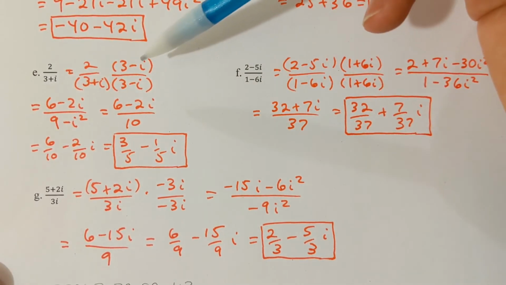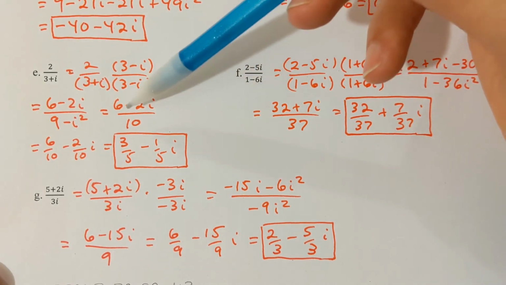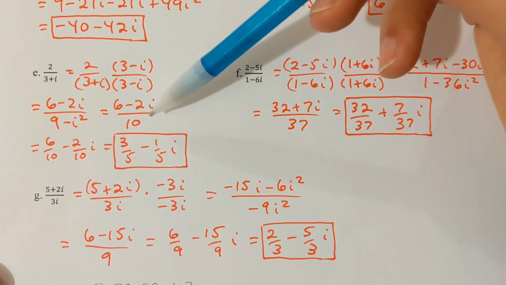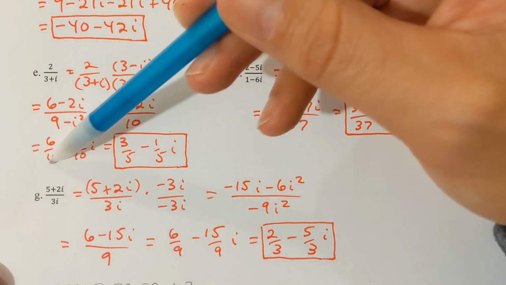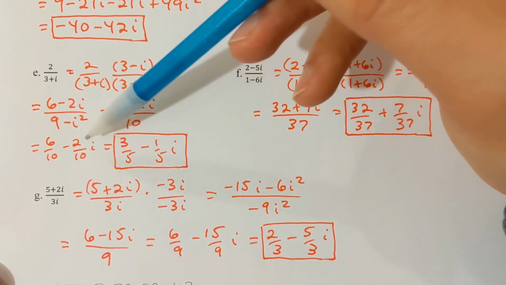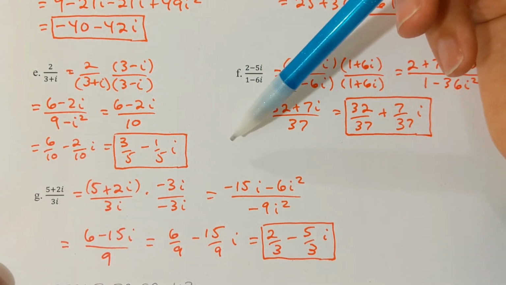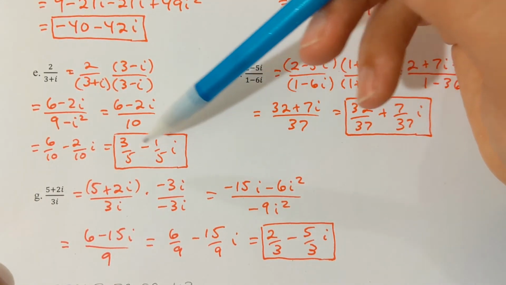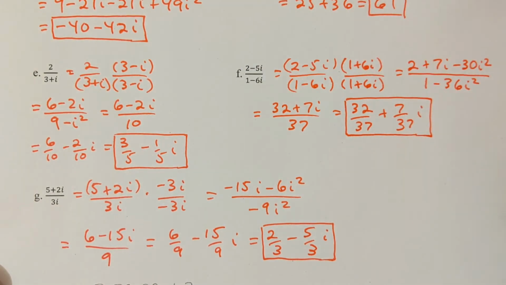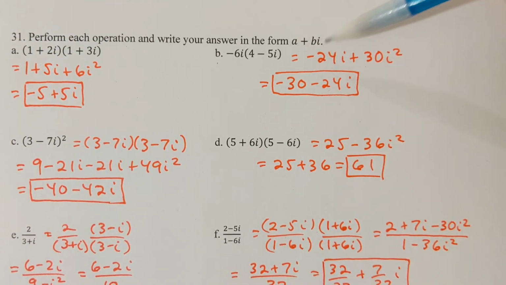All right. Now, of course, I'm not in the form a plus b times I yet, because of this division by 10. So there's still more to do. Let me split this single fraction into two fractions. 6 over 10 reduces to 3/5. 2 over 10 reduces to 1/5. So 3/5 minus 1/5 times I. Now I'm done. Now I'm in the form a plus b times I. A is 3/5 and b is negative 1/5. Remember again, you're not done until you're in the form a plus b times I.